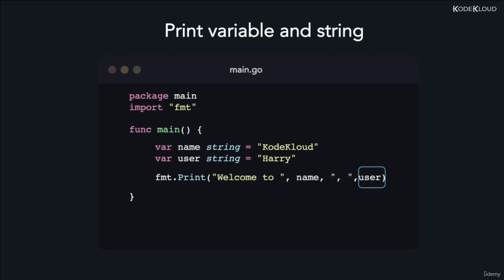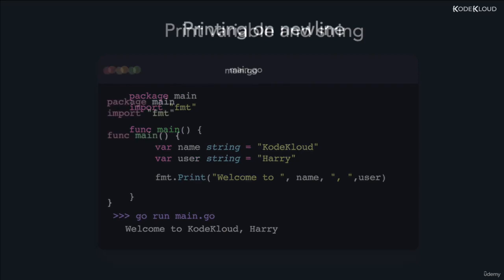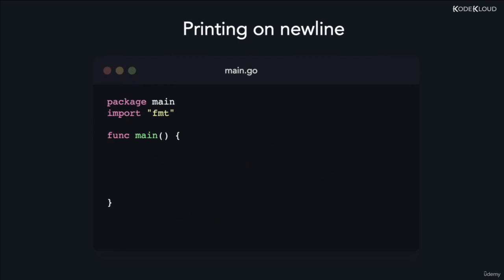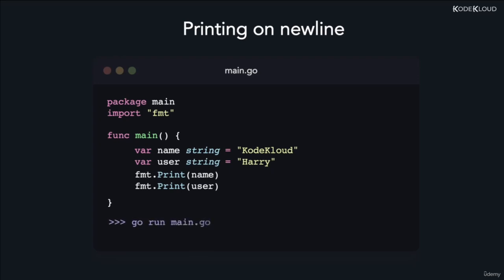Let's see what we get when we run this program. On running the program, we get an entire string: Welcome to Code Cloud Harry. Now the only problem with using the Print method is that it does not introduce a new line after printing. So if we declare two variables and print them one after the other, on running the program, we see that both of them are printed just next to each other.